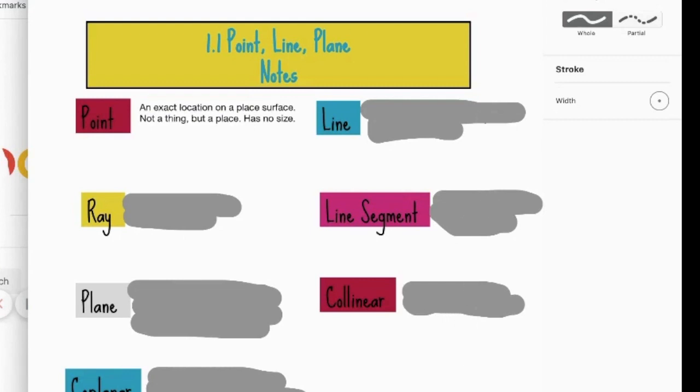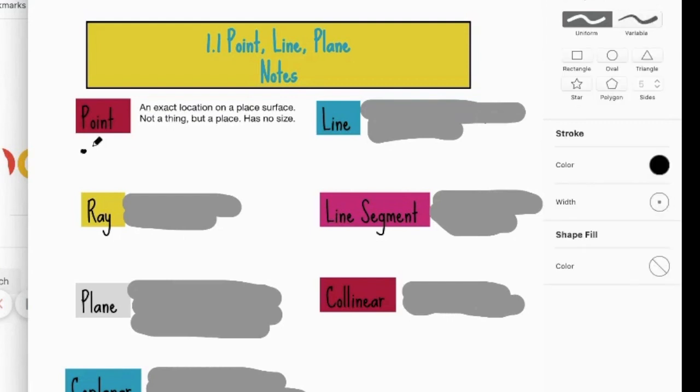So the way that we would draw a point, and we label it with a capitalized letter. So I might say point A, or point C, point L, and so on. When we're describing this, if we were to write it on a paper, we would call it point A, point C, and so on.